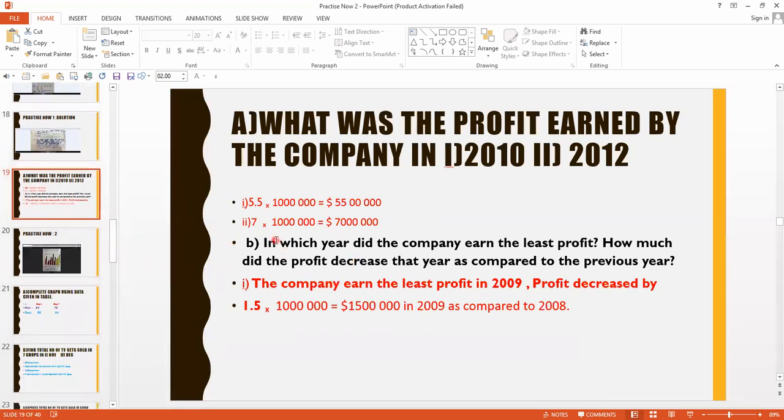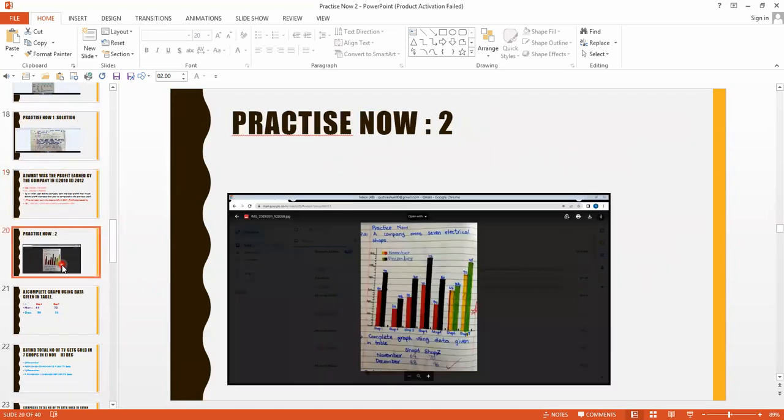Okay, now move towards the next part. This is all about Practice Now 1 about the pictogram. It has 2 parts, A and B. I think it is clear. Now we move towards Practice Now 2. In Practice Now 2, bar graphs are given, and they say a company owns 7 electrical shops.